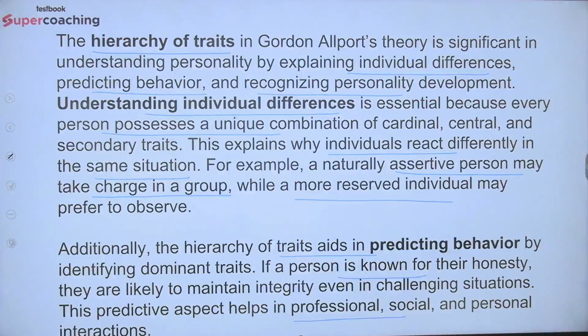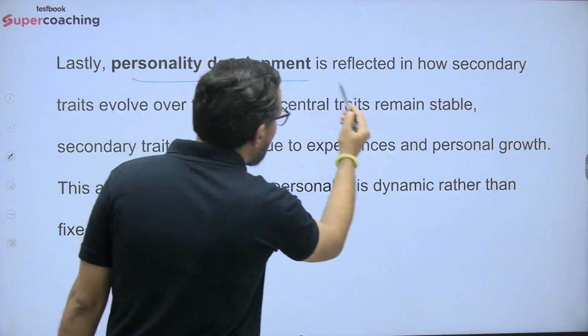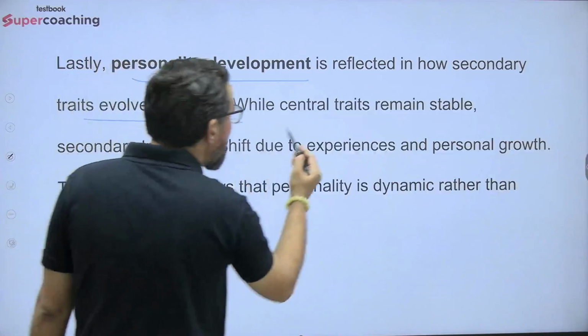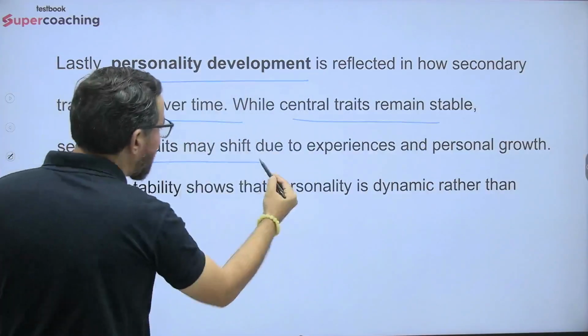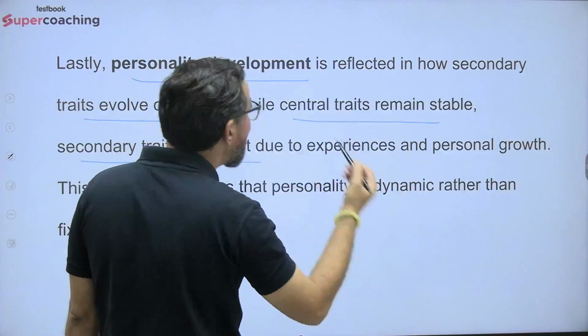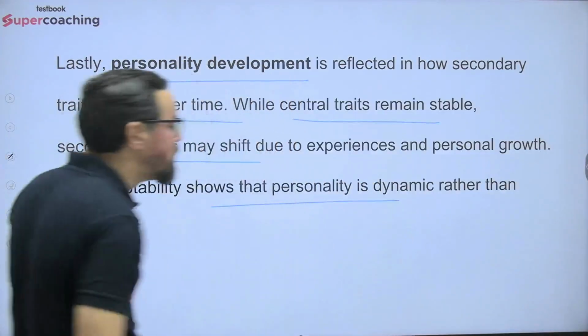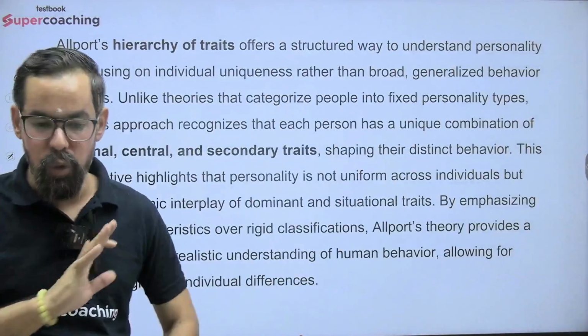So the importance of these particular traits as well, right? So now we'll come to the other part. Okay, so personality development is reflected in how secondary traits evolve over time. While central traits remain stable, secondary traits may shift due to experiences and personal growth. This adaptability shows that personality is dynamic rather than a fixed one. Okay? So now the final part, the conclusion. I hope you got this particular one.